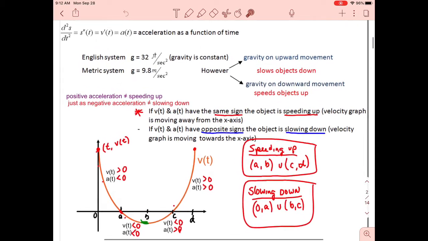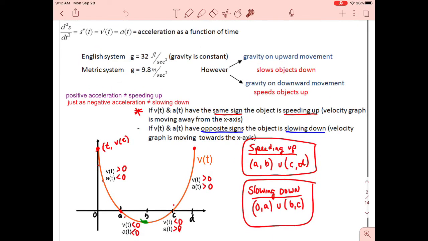So next, we're going to take a look at the second derivative of the position with respect to time. That's s double prime of t, or v prime of t, and that's the acceleration, a of t, as a function of time. In the English measurement system, acceleration due to gravity is 32 feet per second squared. That is always a constant force of gravity. It doesn't change. In the metric system, it's 9.8 meters per second squared.